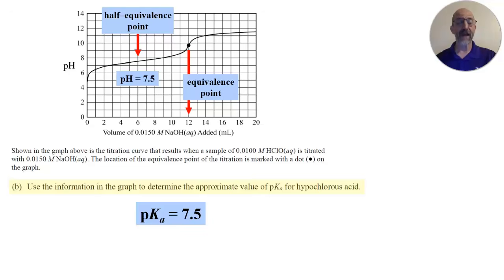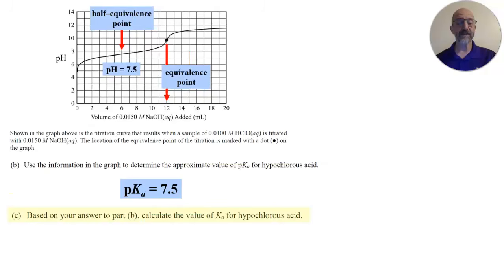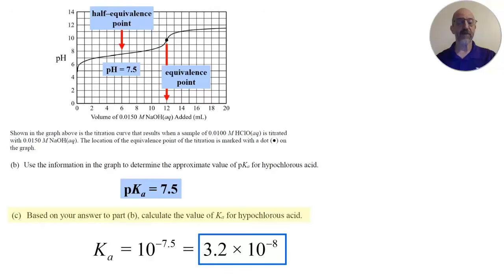How do I get the Ka if I know the pKa? Well, that would be 10 to the minus 7.5. So in part C, based on your answer to part B, calculate the value of the Ka for the hypochlorous acid. So in my calculator, I'm going to do 10 raised to the minus 7.5. So 10 to the minus 7.5 gives me the Ka for hypochlorous acid. So I get 3.2 times 10 to the negative 8 when I did that math. All right, we've answered parts A, B, and C of question 10.